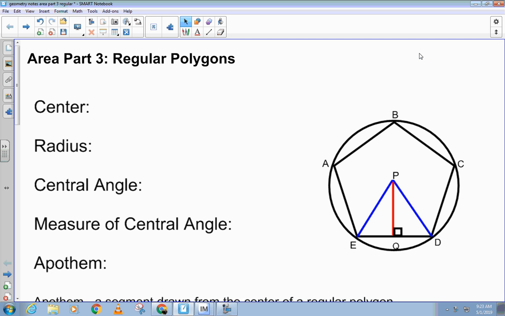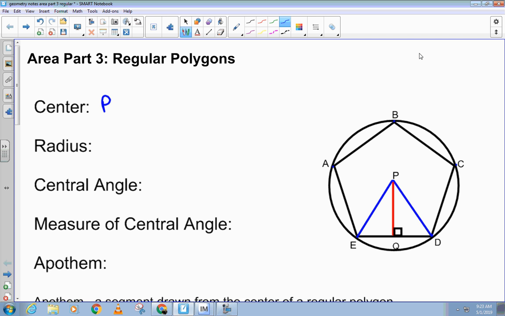Anytime you have a regular polygon, it can be inscribed in a circle, okay? When you inscribe the polygon in a circle, each of the vertices lies on the circle. So this is an inscribed pentagon. Each of the vertices lies on the circle. So when you do that, the center of the circle is also the center of your polygon. So what would be the center?